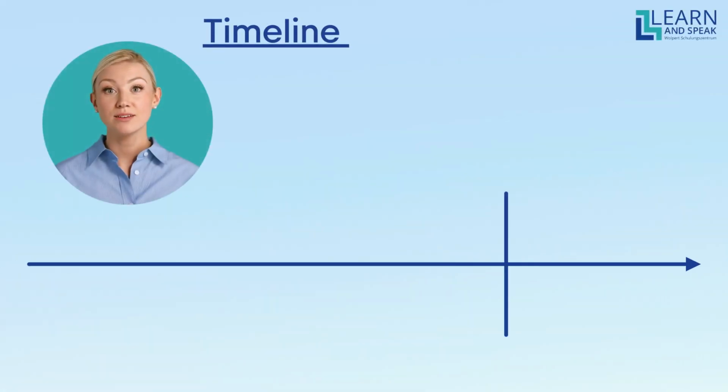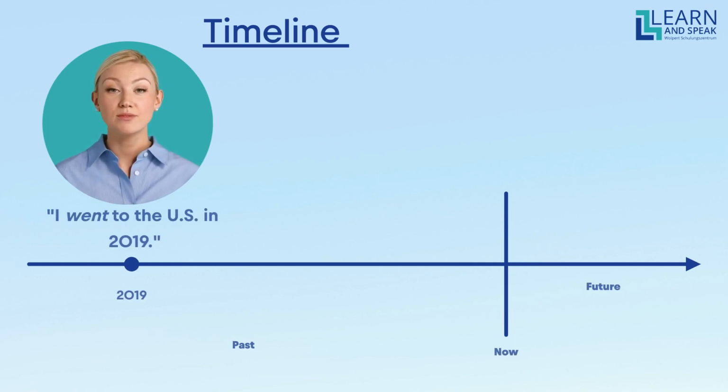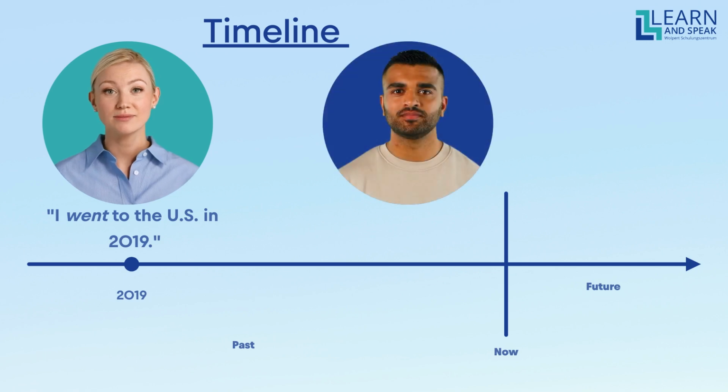Here we have a timeline, with examples, to try to visualize the two tenses. On the left is the past, the vertical line is the present, and the right side is the future. If I say, I went to the US in 2019, this is a completed time in the past. So I must use the past simple tense. 2019 does not come up to the vertical line of the present.